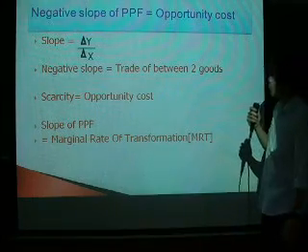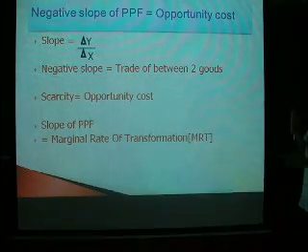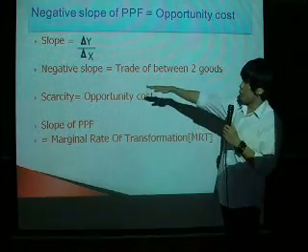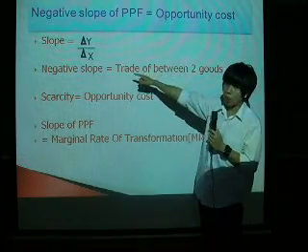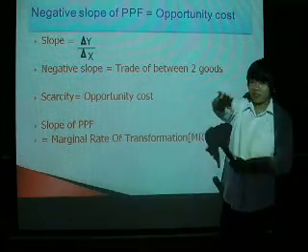The negative slope of the PPF equals the opportunity cost. Slope equals the change in delta y divided by the change in delta x. This is called the ratio.